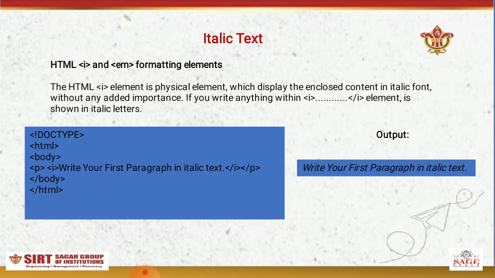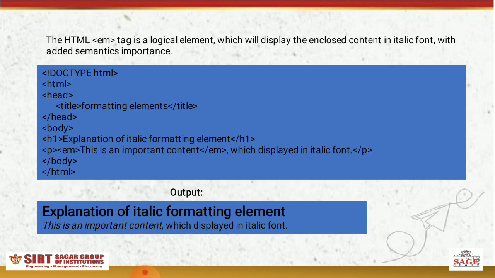This is our output. The HTML EM tag is a logical element which will display the enclosed content in italic format with added semantic importance. This is our example. HTML starts, head section with the title, formatting the elements, head section close, body section starts. H1 is a heading, P is a paragraph, and the EM tag is also used for italic. Then our output is this.